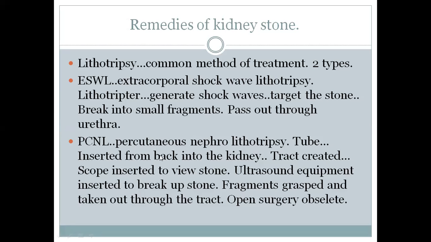That tube is going to be inserted through the skin into the kidney to the position where the stone is. This is a case where we have very large stones present in the kidney, or staghorn stones present in the kidney, and a tract is created. Tract का मतलब होता है रास्ता. ठीक है? A tract is created. A scope is inserted. Scope का मतलब है camera. This is a special type of very small size camera.